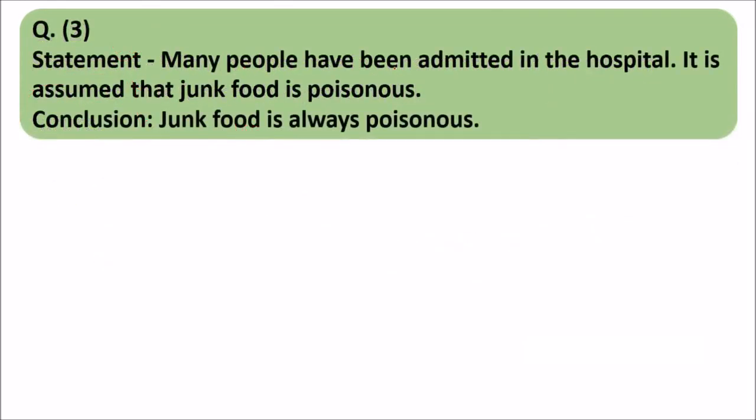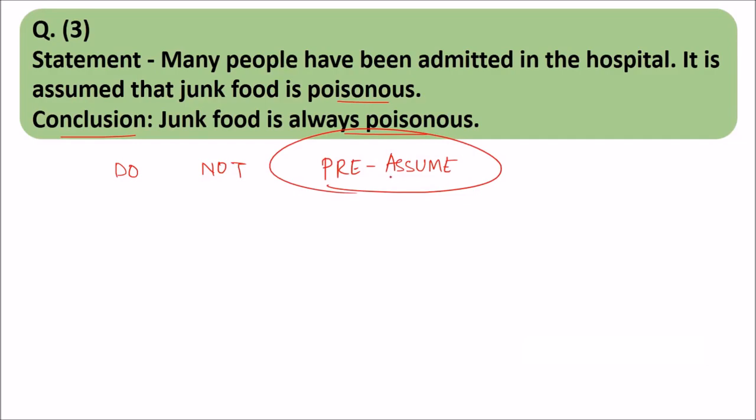Statement: many people have been admitted in the hospital. It is assumed that junk food is poisonous. Conclusion: junk food is always poisonous. Now earlier what we have learned is do not assume, okay? Over here there is another part of this, that is do not pre-assume. There should not be any presumption, okay? We should not pre-assume anything.